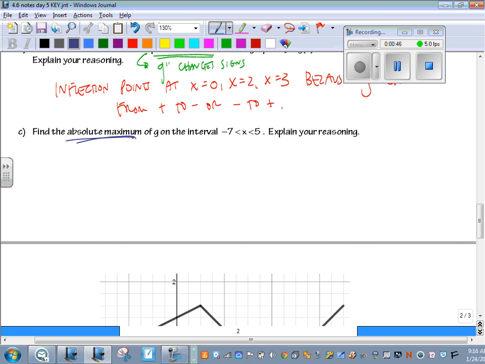Endpoints, right? Endpoints could be absolute maximums. So we need to keep that in mind and take that into account. So let's kind of review that. First thing we need to figure out are critical values. So where's the critical values? Right, where the derivative is 0.